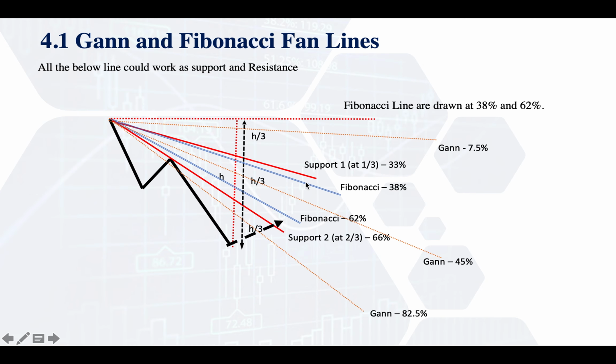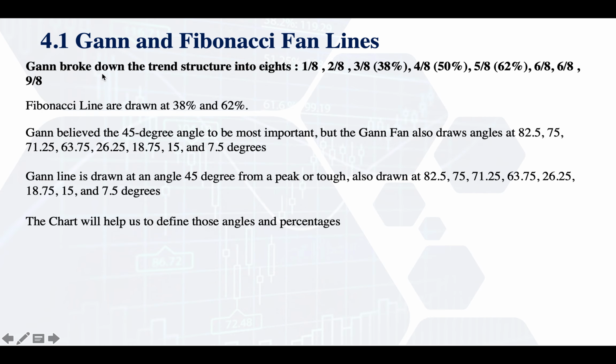This is what I did for you guys. This is how it works. So this one is support 1, support 2, 1/3 and 2/3, like speed lines. This one is Fibonacci, and this one is Gann line. So Gann was dividing the trend in 8 parts. So all those ratios, saying that the 3/8 and 4/8 and 5/8 ratios are the most important.